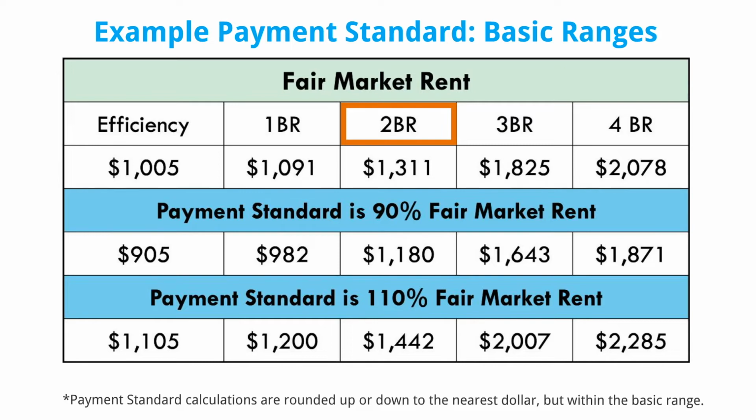$1,311. Underneath the FMR section, the payment standards within the basic range is displayed at 90% of fair market rent calculation and the 110% of FMR. When we look at what the payment standard would be at 90% of the FMR, it is $1,180. If it were set at 110% of the FMR, it would be $1,442.